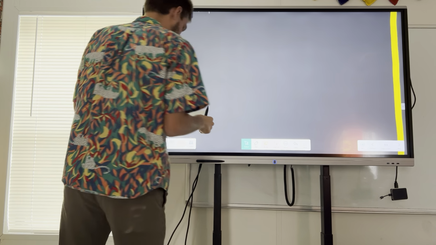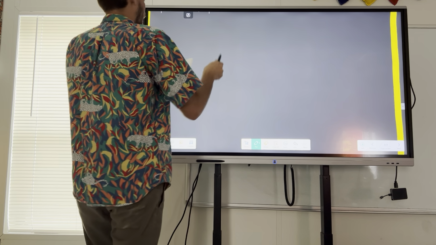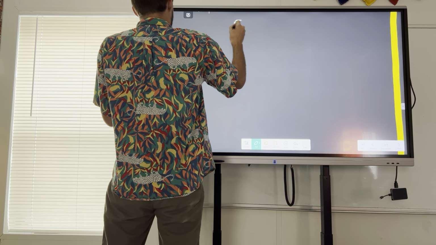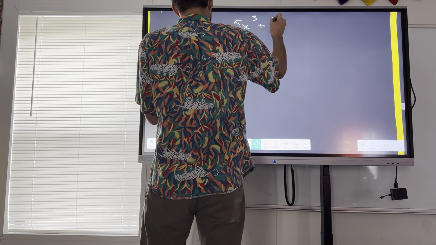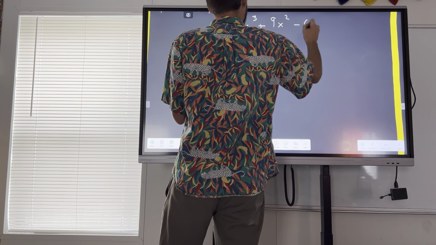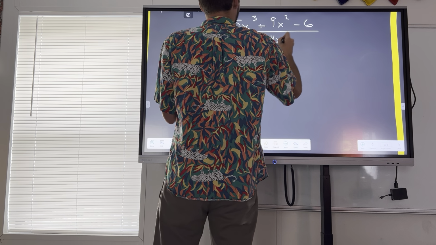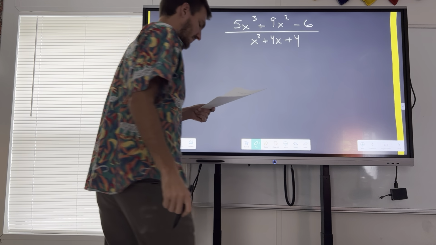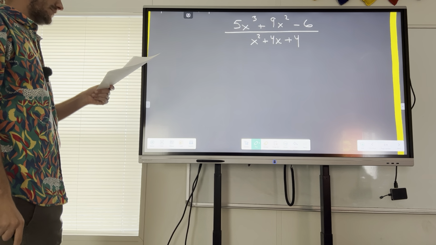All right, we're going on. If you didn't quite finish that: (5x cubed plus 9x squared minus 6) over (x squared plus 4x plus 4). Hey, that's the second time we came up with that denominator. Maybe I'm not as good at coming up with random numbers as I think I am.